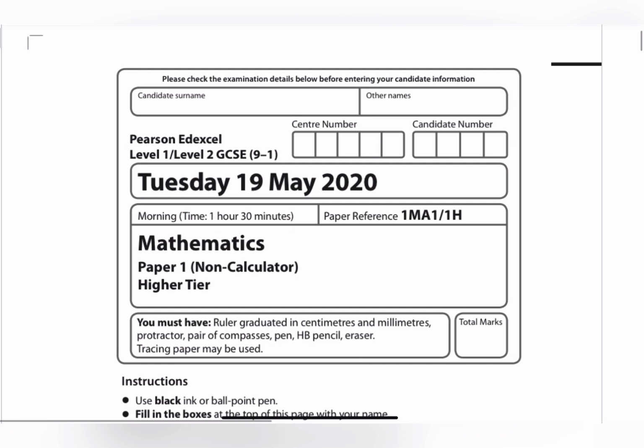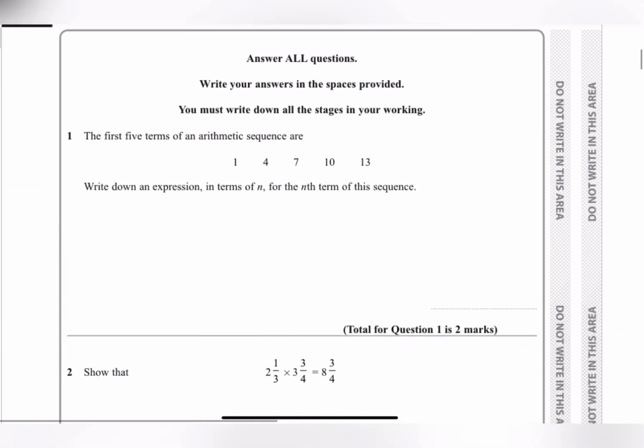Today we will be discussing Mathematics Paper 1, 19th May 2020. So the first question is from arithmetic sequence. The first 5 terms of an arithmetic sequence are 1, 4, 7, 10, and 13. Write down an expression in terms of n for the nth term of this sequence.